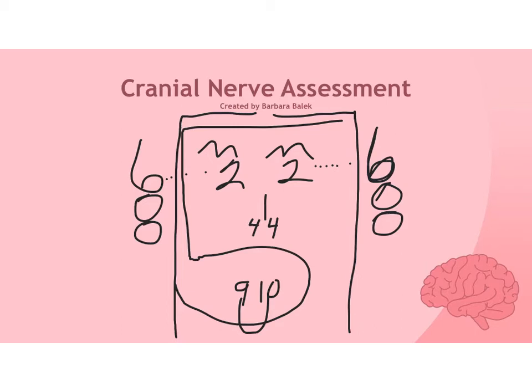Next is number 11. So 11 is shoulder shrugging. So go ahead and draw a couple of 11s to look like shoulders. And last but not least is going to be 12. And that we're going to put on the tongue because 12 is hypoglossal. And this is where we say stick out your tongue and where we see if it's hanging left or right. Wow, look at that face. So again, using the numbers of the cranial nerves to create a face to help you remember what to assess for cranial nerves.